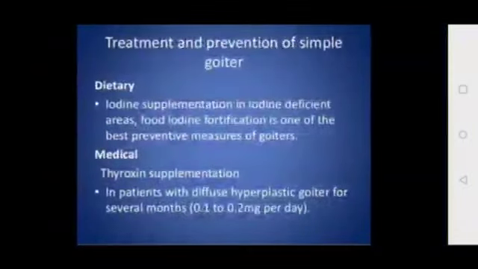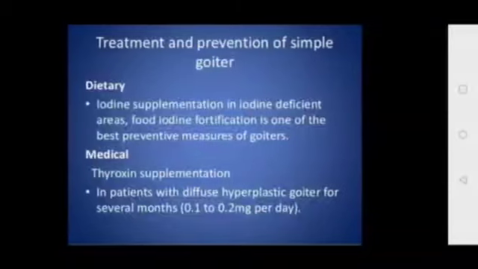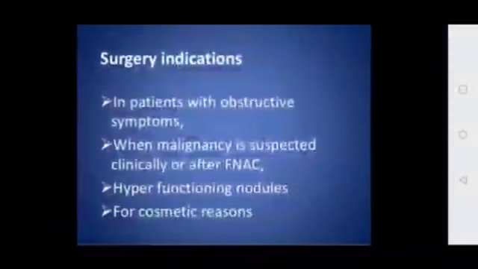What is the treatment and prevention of simple goiters? Dietary: iodine supplementation in iodine deficient areas. Food iodine fortification is one of the best preventive measures for goiters. Medical: thyroxine supplementation in patients with diffuse hyperplastic goiter for several months. The daily dose given is 0.1 to 0.2 milligram per day.